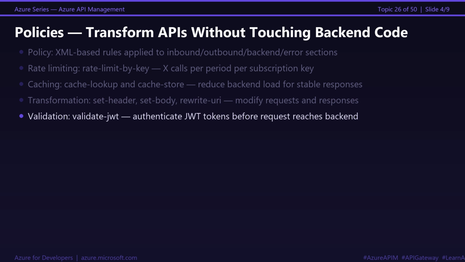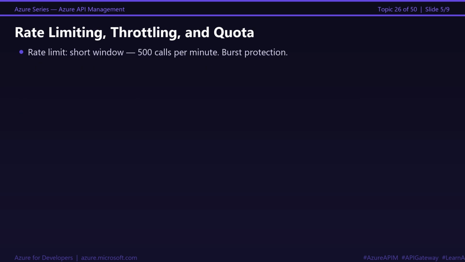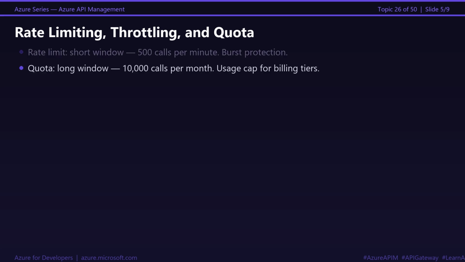APIM gives you two levels of traffic control. Rate limiting operates on a short time window. 500 requests per minute per subscription key. A client that fires 501 requests in 1 minute gets a 429. They can retry after the minute window resets. This protects against runaway code and misbehaving clients.